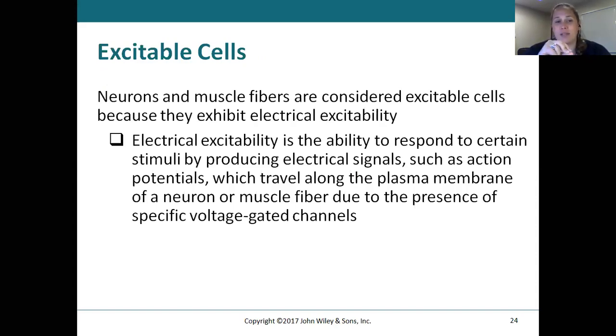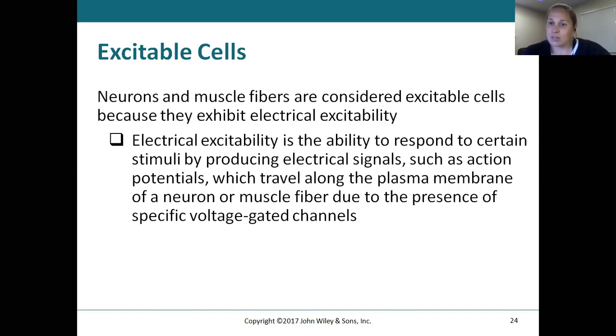They're considered excitable cells because they exhibit electrical excitability, meaning that if you have a certain amount of ionic influx that causes them to become positively, internally charged, they react in some way, or there's some type of outcome. So electrical excitability is the ability to respond to certain stimuli. Again, it's this nice idea of sending signals or responding to signals.